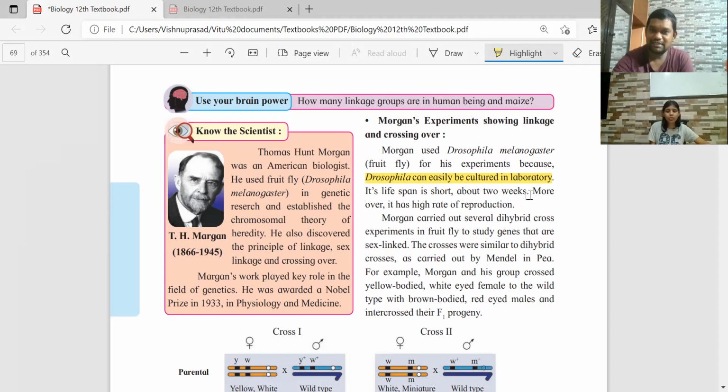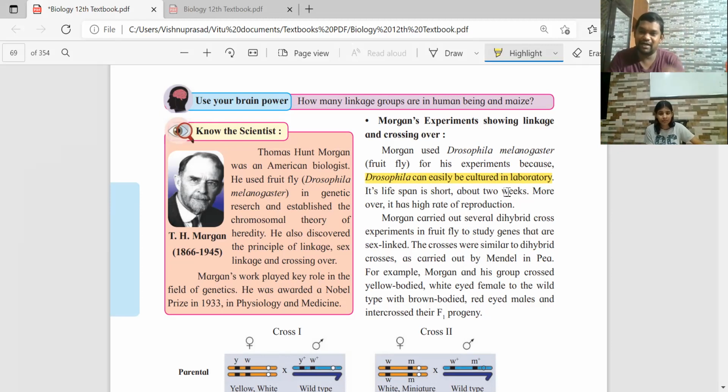Its lifespan is not very long. The whole lifespan of the insect is only 2 weeks. So you can get a population very fast. Because we are working in genetics, you need the next generation as early as possible. There's a high rate of reproduction for genetics experiments. That is very good. Considering all these reasons, Morgan thought this is the best insect on which I can work. Mendel worked on the pea plant, Morgan worked on the fruit fly.